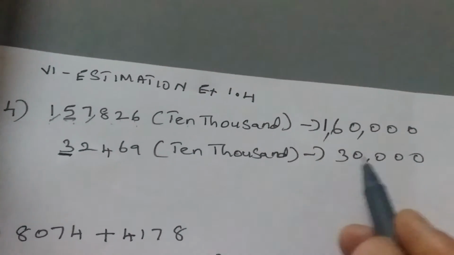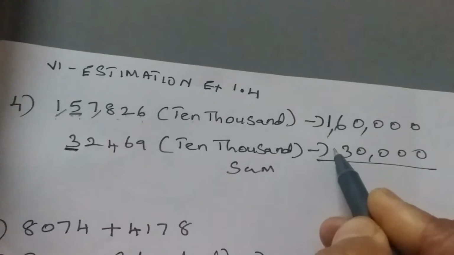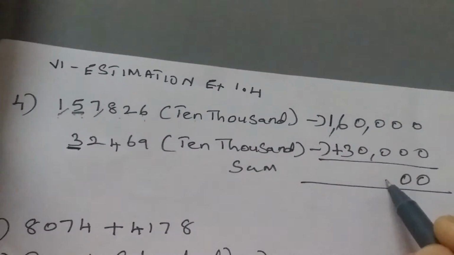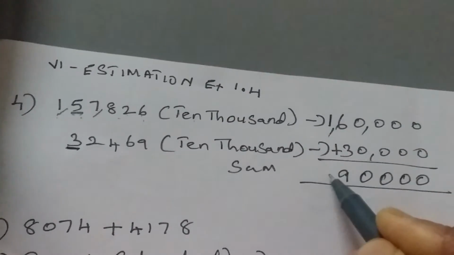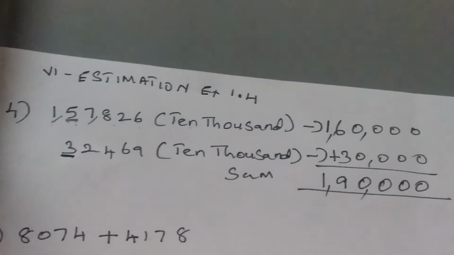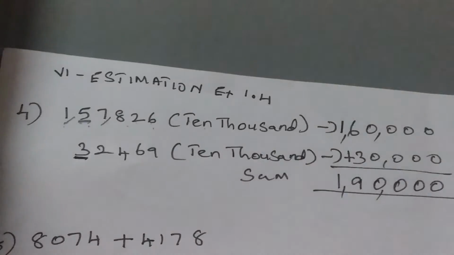Now what we have to do? We have to find the sum. What do you mean by sum? S-U-M. Sum means addition. We have to add them. 0 plus 0, 0, 0 plus 0, 0, 0 plus 0, 0, 0 plus 0, 0, 6 plus 3 is 9 and 1. Ones, tens, hundreds, comma, thousands, ten thousands, comma, lakhs, you get 1,90,000. And what is the next sum?